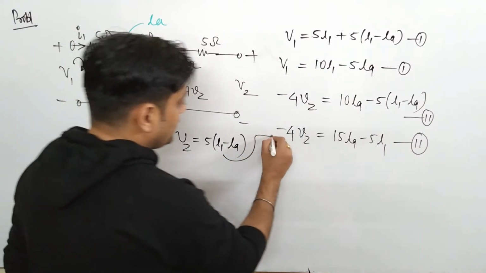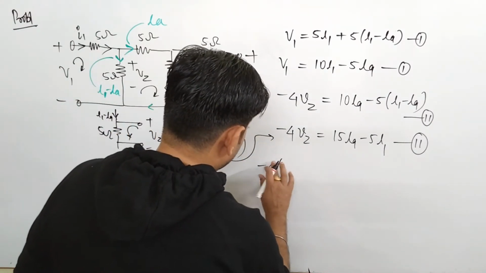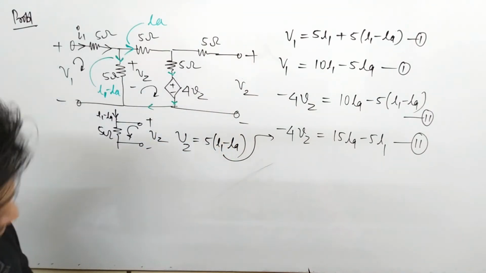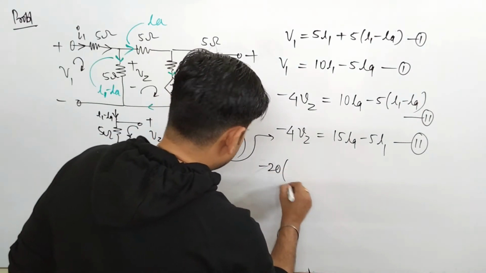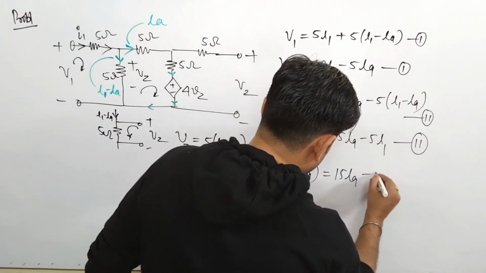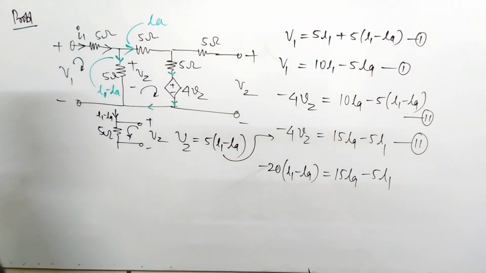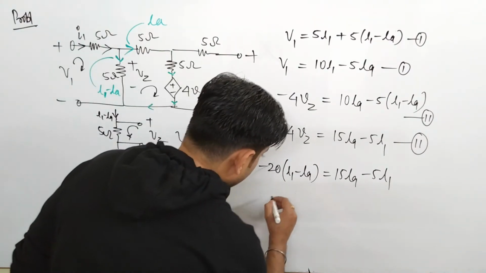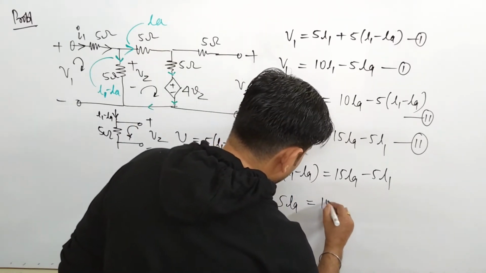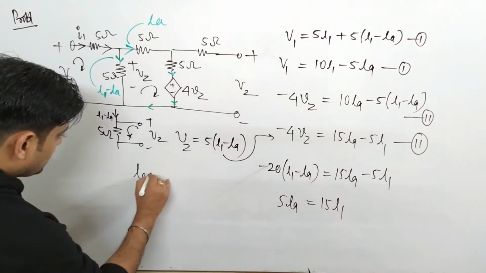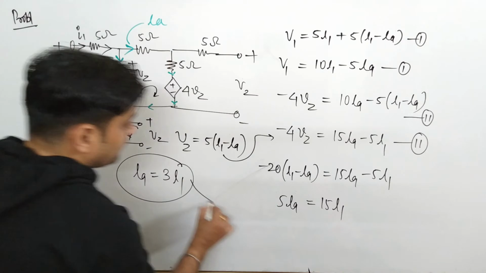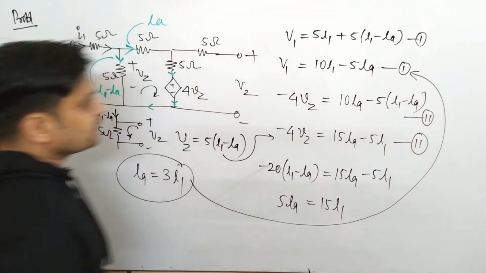So now if you put this value here, minus of 4, I should directly write it as minus of 20. That comes to be I1 minus IA, that is 15 IA, and this is minus 5 I1. Now if you solve it, that will become 20 IA, and this will become 5 of IA, that is equal to 15 of I1, or you can say the value of IA comes to be 3 of I1. So you can say that the value of IA is 3 of I1. If you put this value in this equation, you can get the answer.